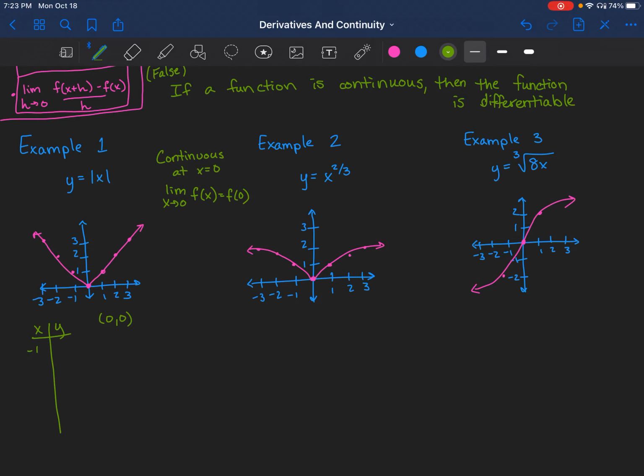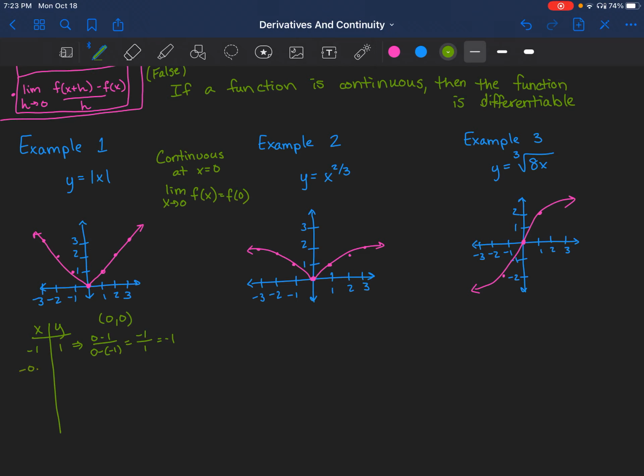So let's try if I plugged in negative 1. If I plugged in negative 1 into the absolute value, we would get positive 1. So my slope formula would be 0 minus 1, because again, y values are on top, and 0 minus negative 1. So 0 minus 1 gives me negative 1 over 0 minus negative 1 gives me positive 1. So my slope there at negative 1 is negative 1.